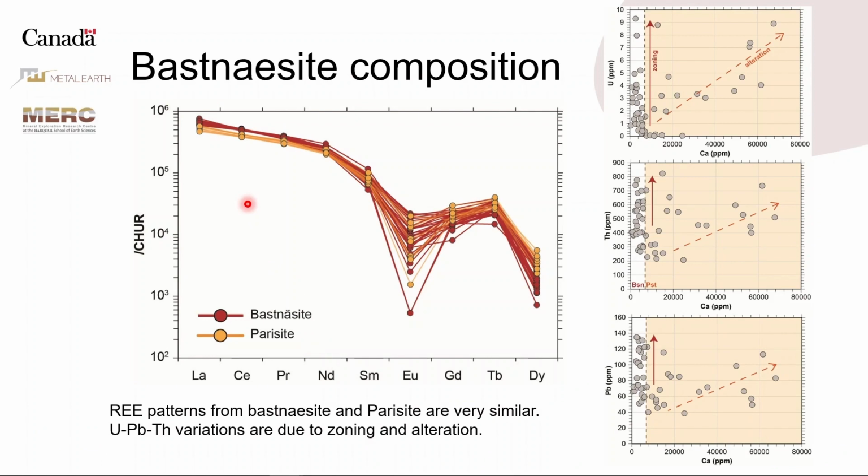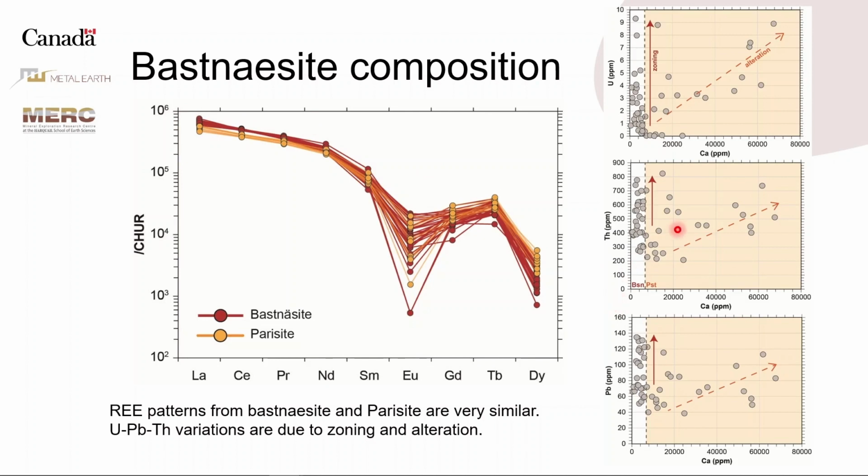If we compare the rare earth pattern between Bastnaesite and parisite, it's quite similar. It's just very enriched in light rare earths. What we were also interested in was understanding if, during the alteration, you mobilize uranium, lead, and thorium, which would be a major issue for dating in our case. So this is not really the case.